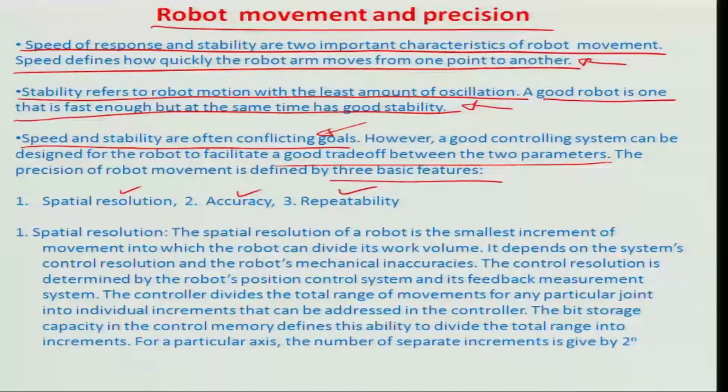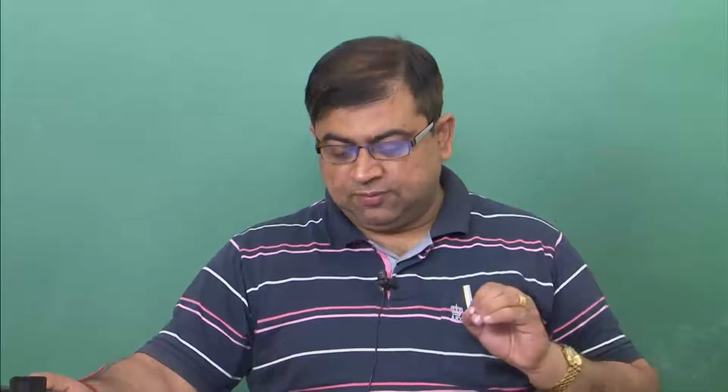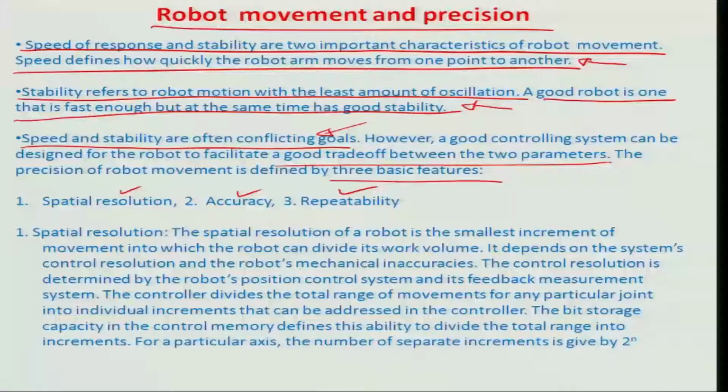And the three important aspects, the three basic features which are there in any robotic movement and precision description, are spatial resolution, accuracy and repeatability. Definitionally, the spatial resolution is the smallest increment of movement into which the robot can divide its work volume. It depends on the system's control resolution and the robot's mechanical inaccuracies.